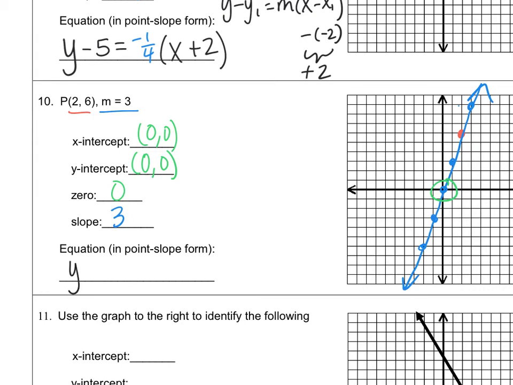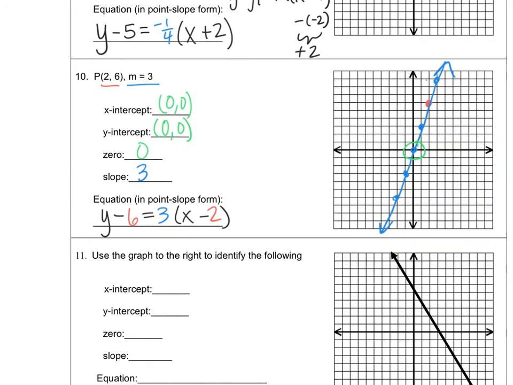So my equation in point slope form is y minus y from the point equals m times x minus x from the point. So I'm plugging in all that information they gave me.